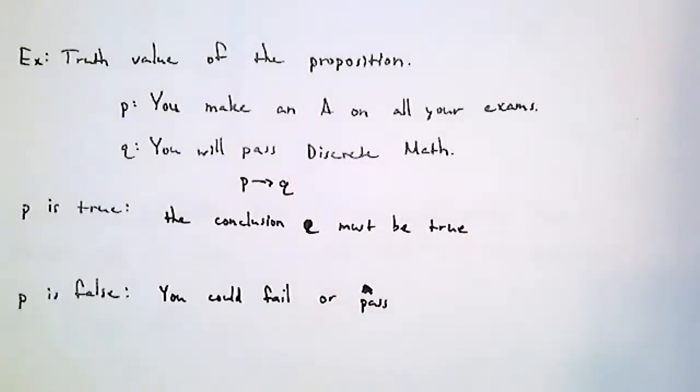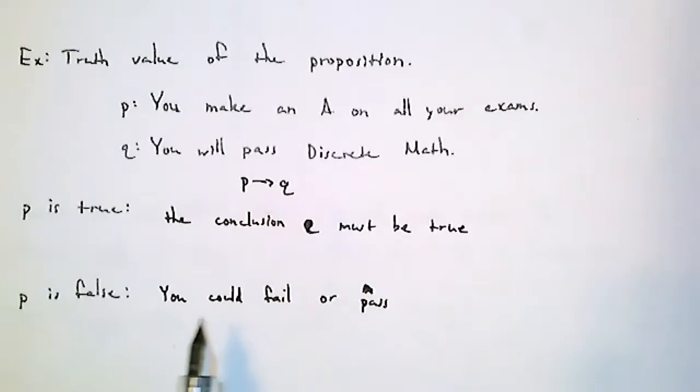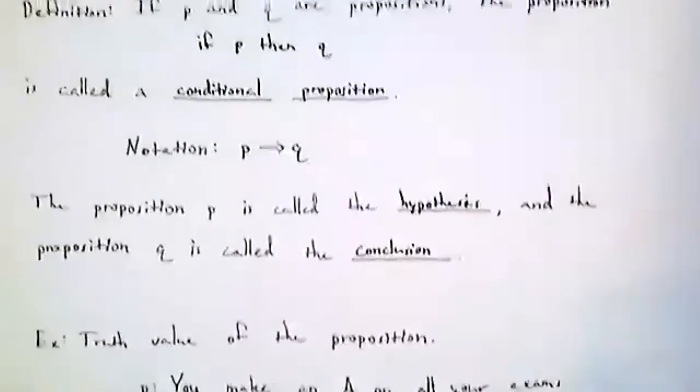So that second part, the part where P is false, where you don't make an A, this, I think, is the more confusing part the first time you see it, because it leads to this truth table, which I'll put on the next page.